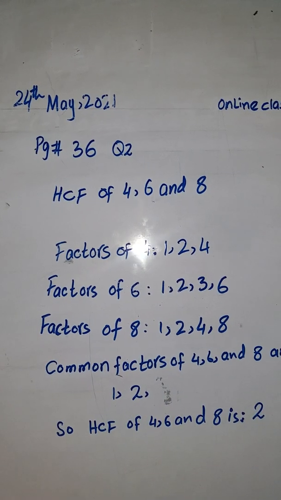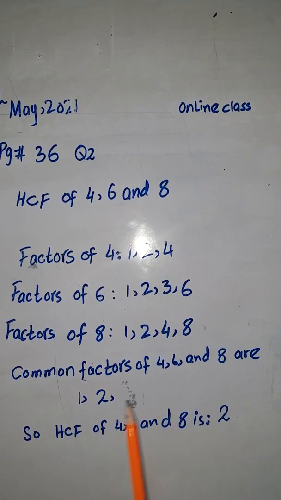Okay, 4, 6 और 8 के common factors क्या हैं? 1 and 2 हैं. And what is the highest number? वो होता है highest common factor, जो factor होता है that is greater in value. So 1 and 2 both are common, and 2 is the greater. So that's why we will write 2 is the highest common factor. So grade 5, you have to do question number 2.